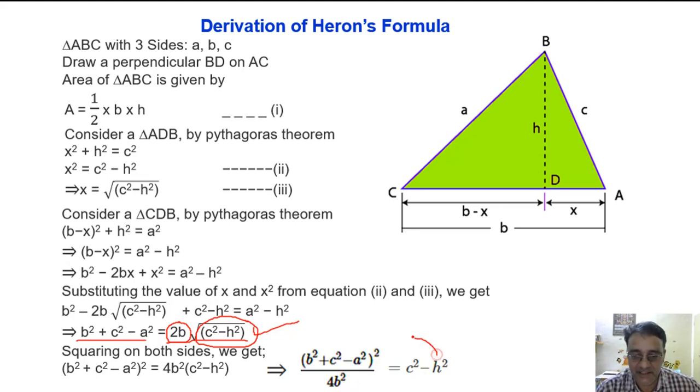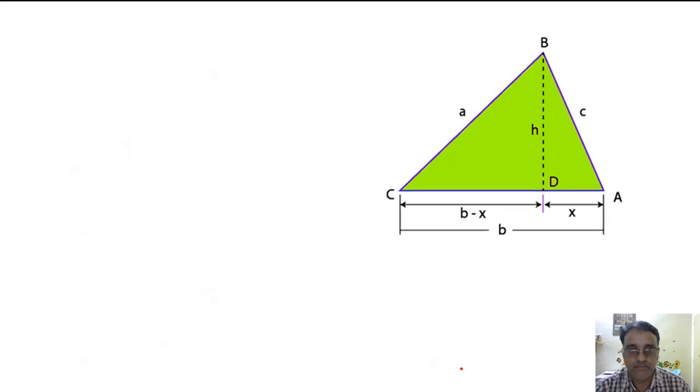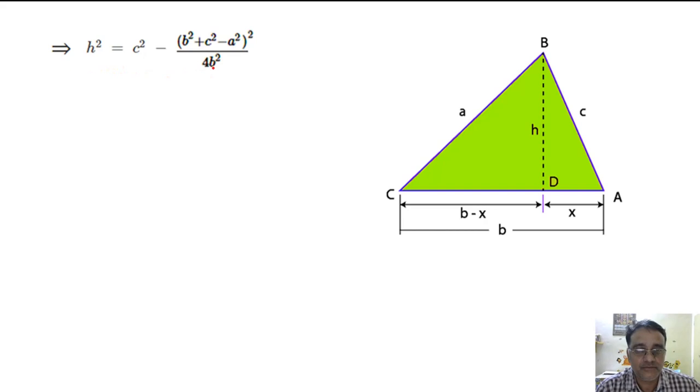Right? In the next step what we will do, we will interchange these two terms. Minus h square we will shift to this side, it will become plus h square, and this whole term we will shift to this side, it will become minus. Like that. So any doubt in this step? No, sir. Sir, can you repeat from substituting?